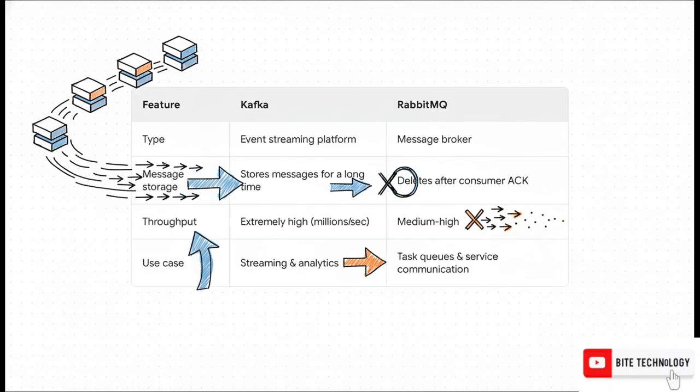RabbitMQ, on the other hand, is temporary. It deletes a message as soon as the worker says, "Yep, I'm done with this." And that directly affects the next point, throughput. Because Kafka is designed for logging everything, it can handle millions of messages a second. RabbitMQ is more focused on reliable delivery, so its throughput is still high, but it's not in that same massive data firehose league.